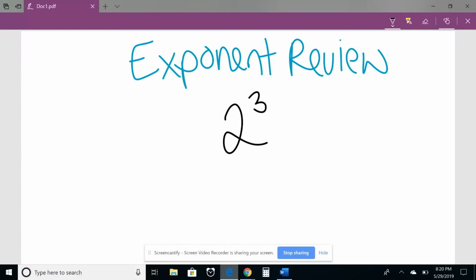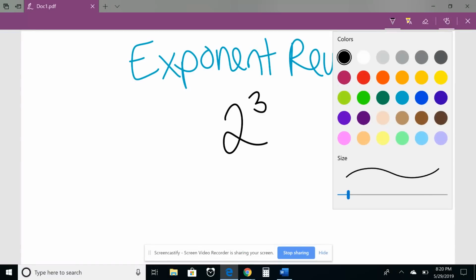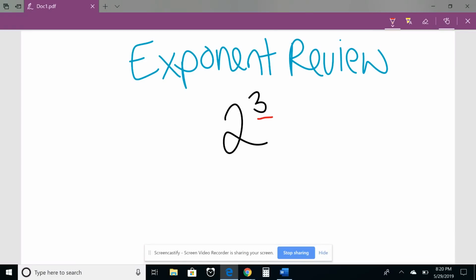What is an exponent? An exponent is a little number in the top right corner. In this case, it would be the 3, which tells you how many times you're multiplying a base, in this case 2, by itself. So 2 to the third would be equivalent to 2 times 2 times 2, which is 8. So you have a base, and the exponent is a little number in the top right.